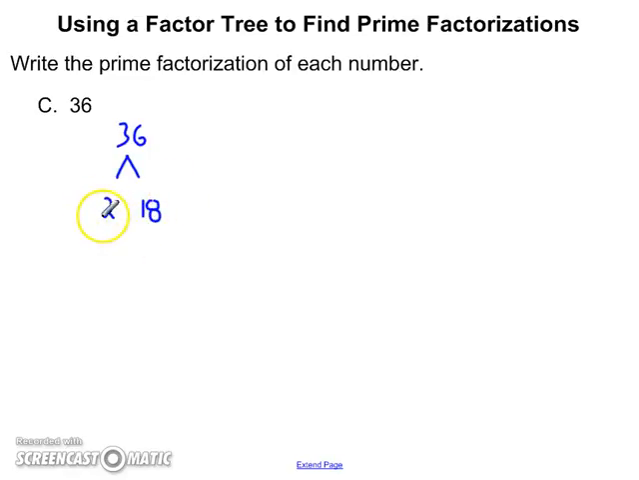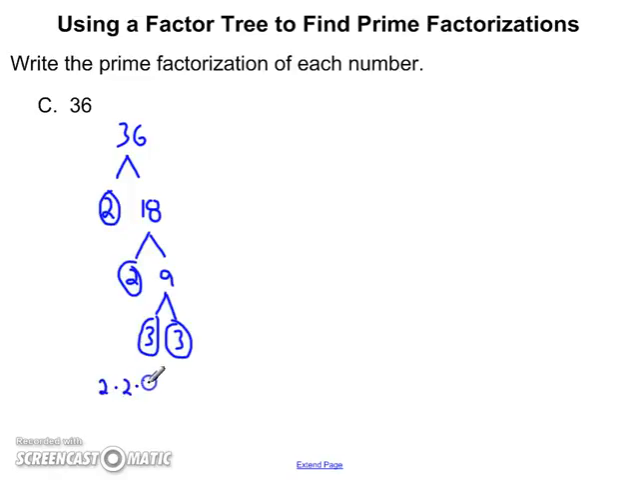Okay. Now 2 is prime, so I won't break it down any further. But 18, I can go, let's say, 2 times 9. 2 is prime, but 9 is 3 times 3. And 3 and 3 are prime, so this is as far as I can go. So my primes in this case are all of these numbers at the very ends or very bottoms of my branches. And so when I have this here, I have 2 times 2 times 3 times 3.